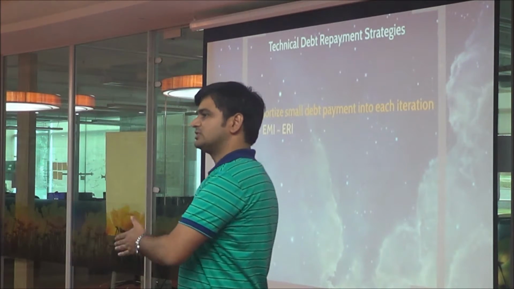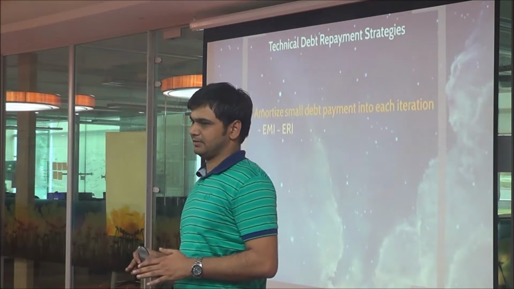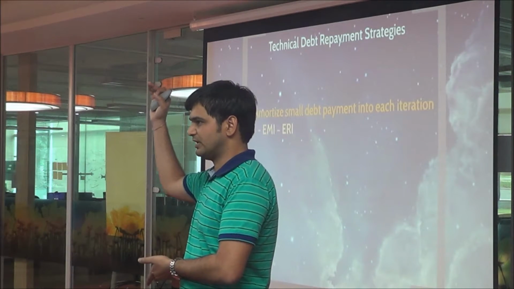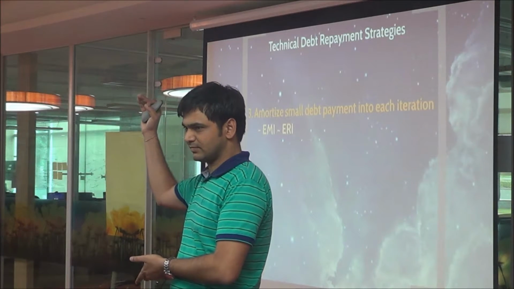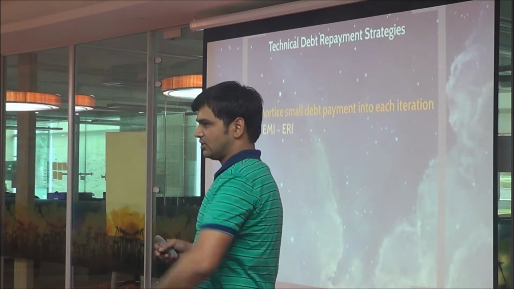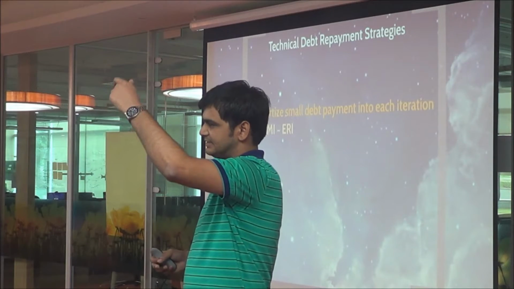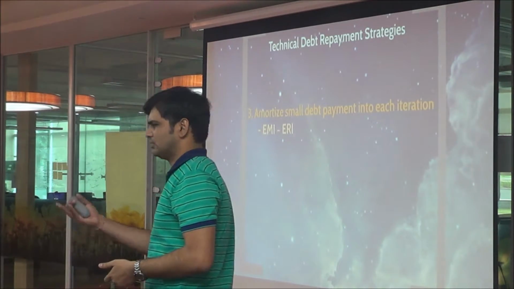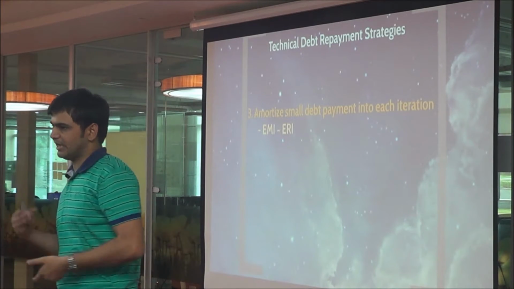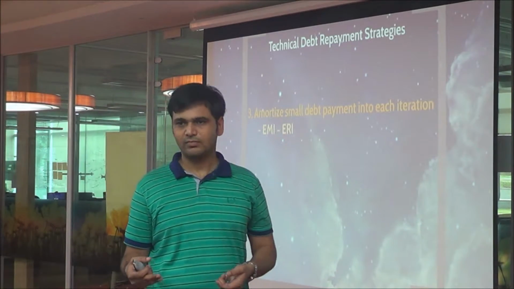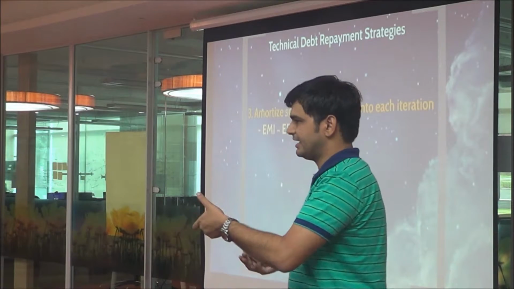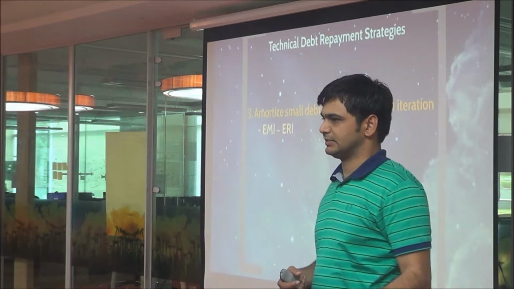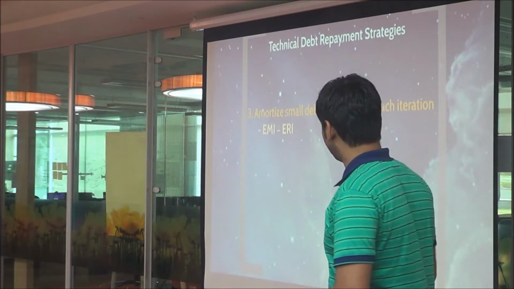Same concept applies in technical debt. You cannot repay the whole list of technical debt issues in one sprint or one release. Choose, prioritize all this, and select a couple of them in each sprint if you are using Agile, or in every iteration basically. So take a few items in every iteration and try to fix them. Okay?